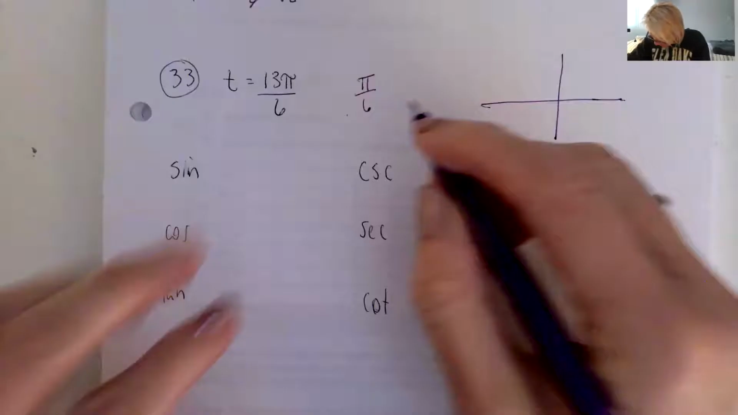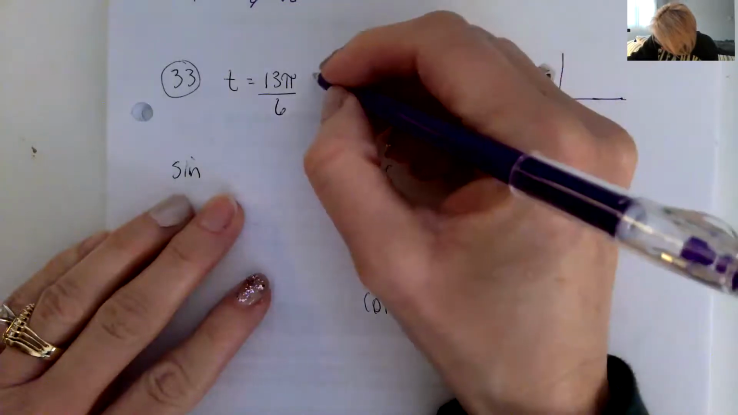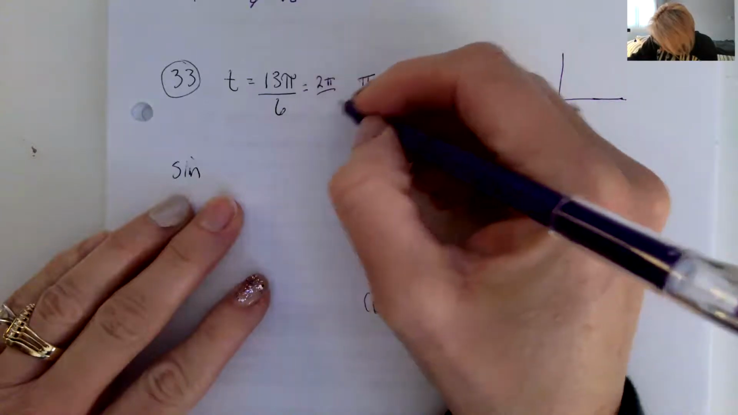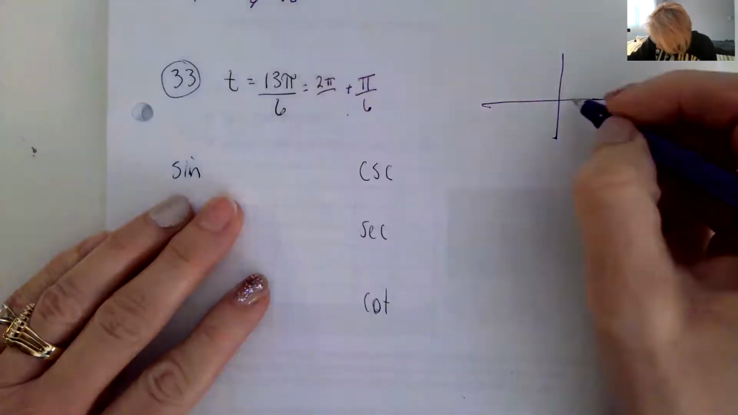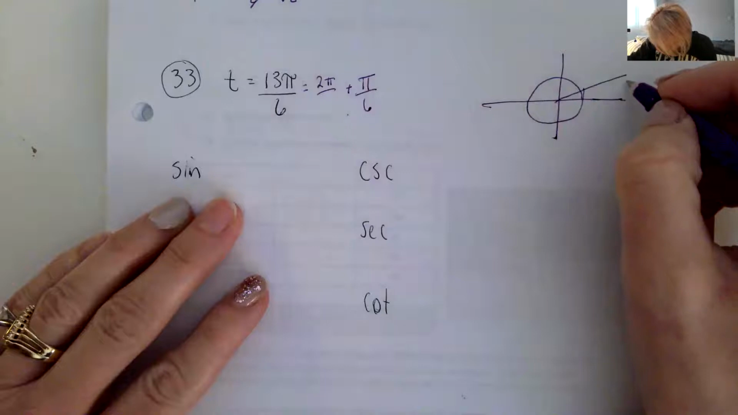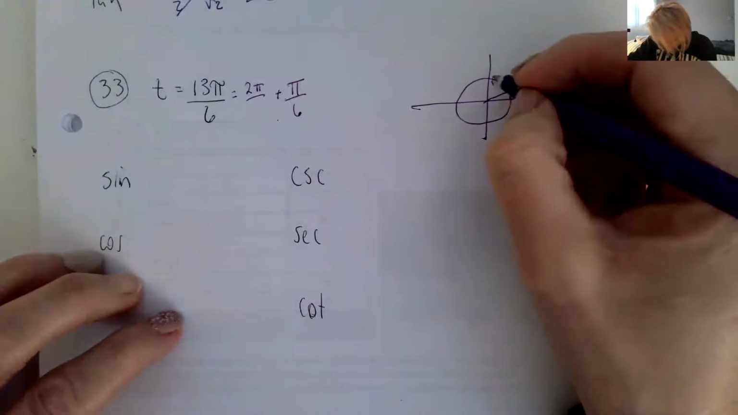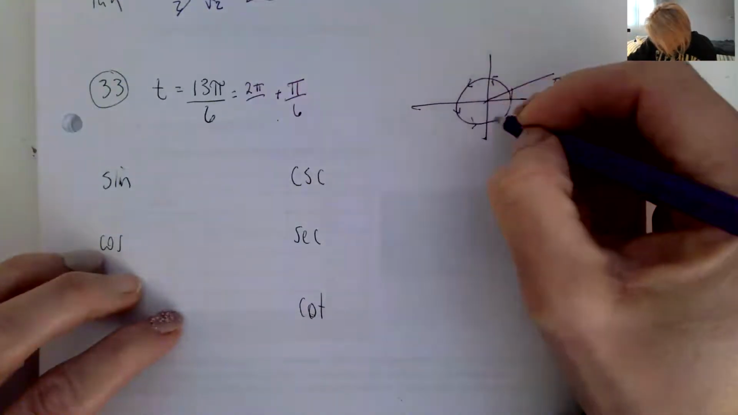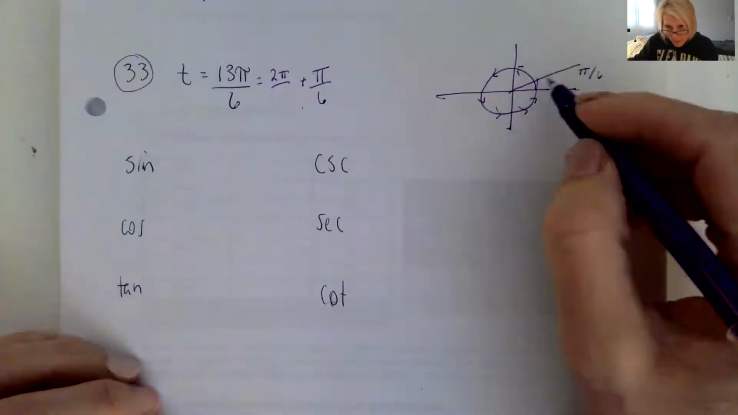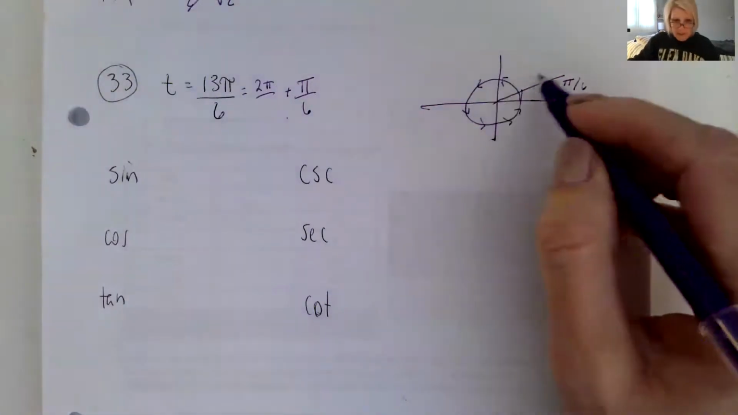13 pi over 6 means that 2 pi would be 12 pi over 6, so plus 1. We essentially went around the circle and then we're back at one pi over 6. So pi over 6 is our reference angle. It's in the first quadrant, so here sine and cosine are both positive.